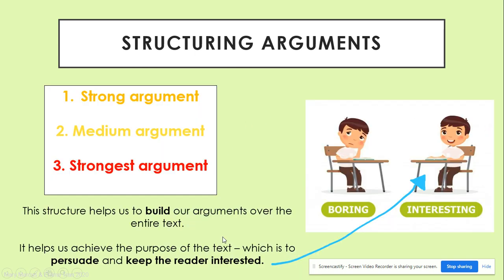So when we're structuring our arguments, we have to build the arguments over the entire story. So we start with our strong argument, then our medium argument, and then our strongest argument. And this helps achieve the purpose of the text, which is to persuade and change the opinion of someone and keep the reader interested all the way to the end.